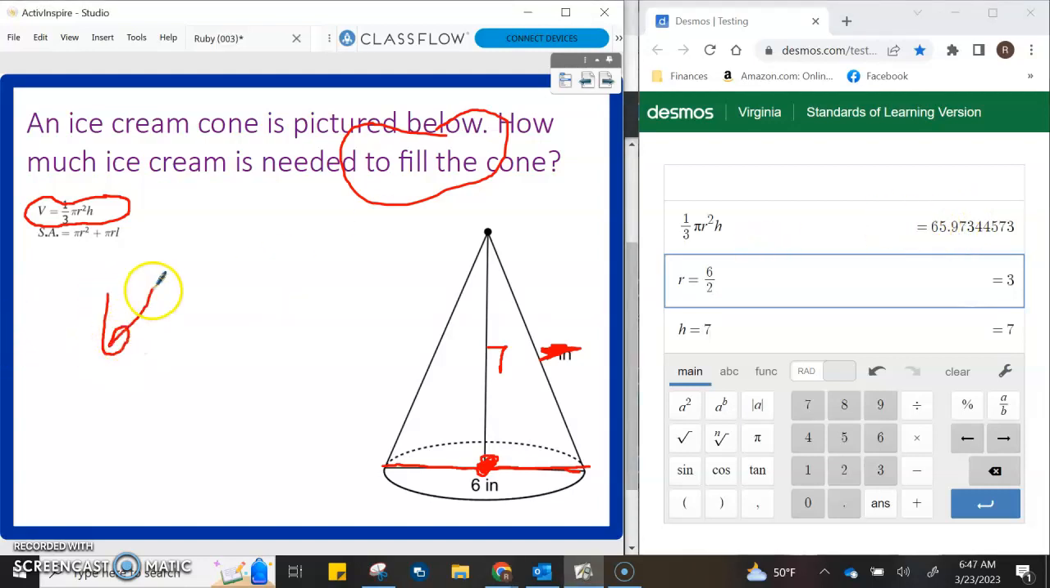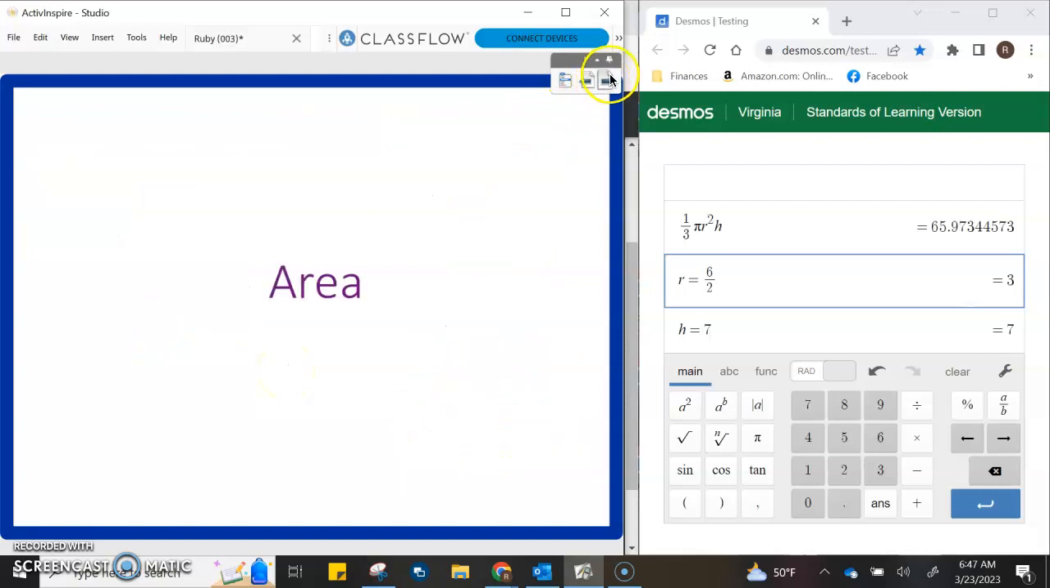It'd be 66 inches cubed. So it would be 66 inches cubed. That's how much ice cream is going to fit in this cone. All right. Okay, we'll stop that and we'll come back for area.